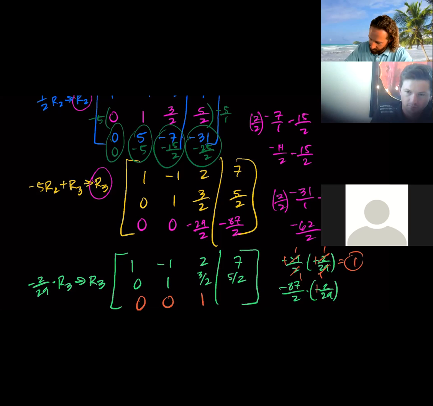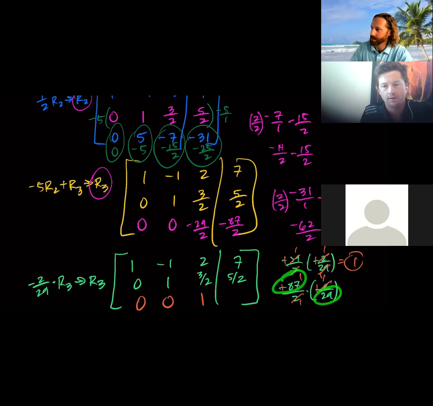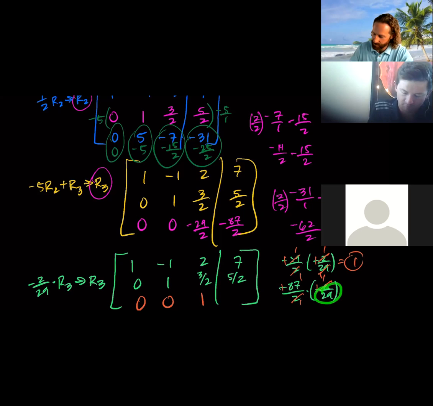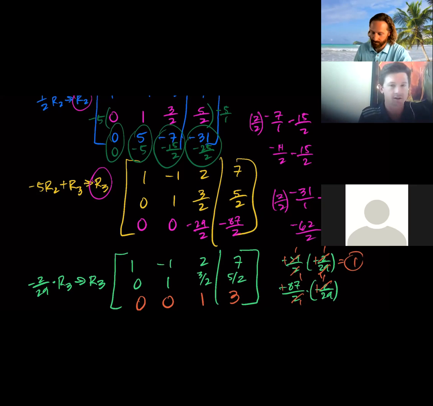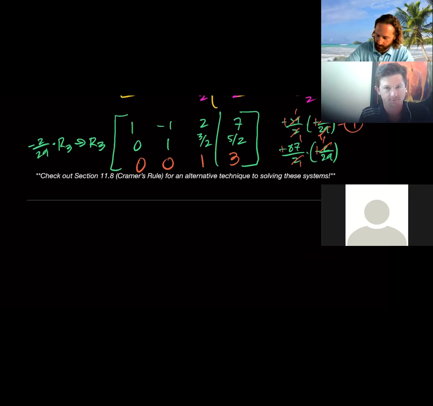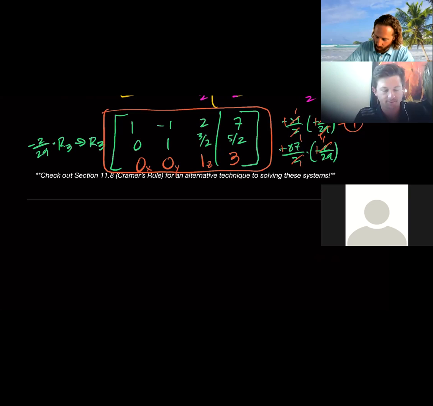The 2s cancel out. Be really nice if 29 went into 87 evenly, wouldn't it? You guys remember the estimation stuff we talked about? That's about 30. That's about 90. I'm thinking it's about 3. Since I'm missing 1 three times, you can see there it is. That's awesome. That worked out well. That means we just found what? Z. 0 x's, 0 y's, 1 z is equal to 3.